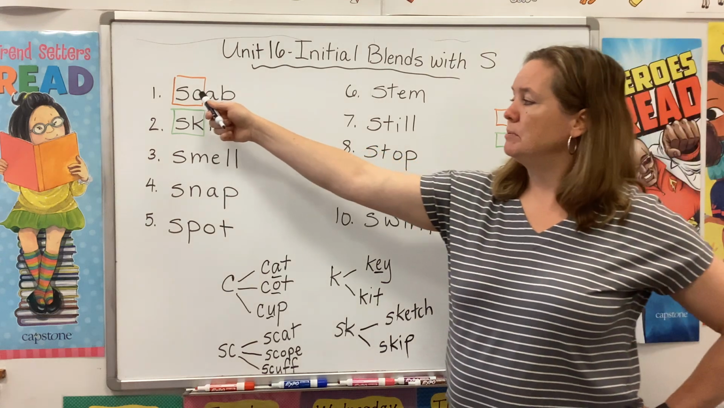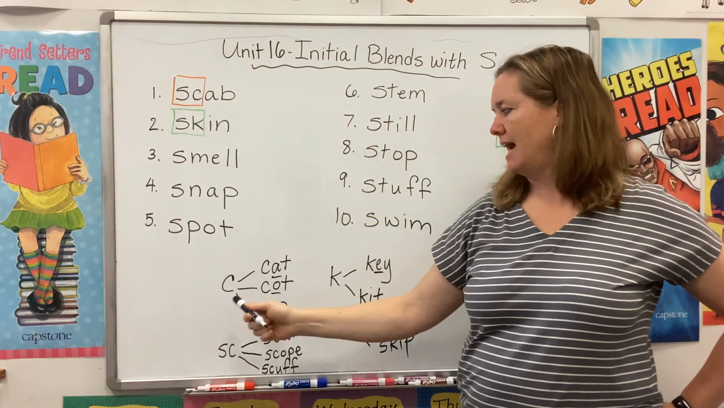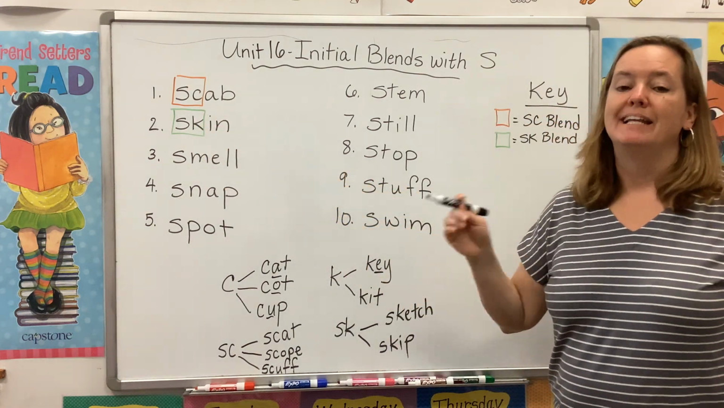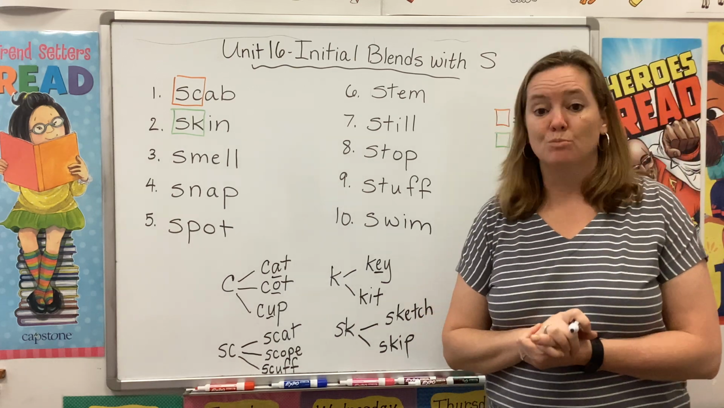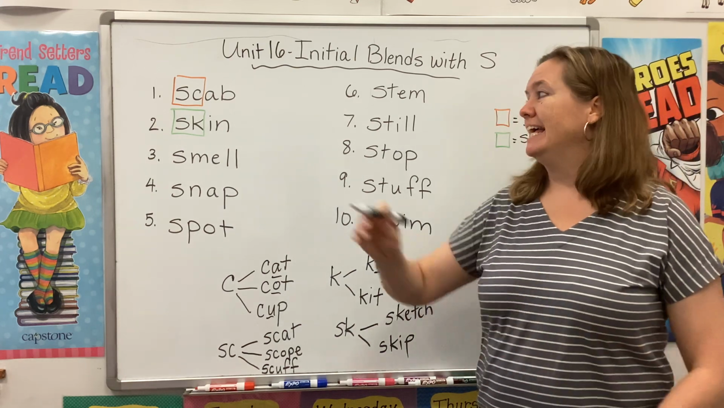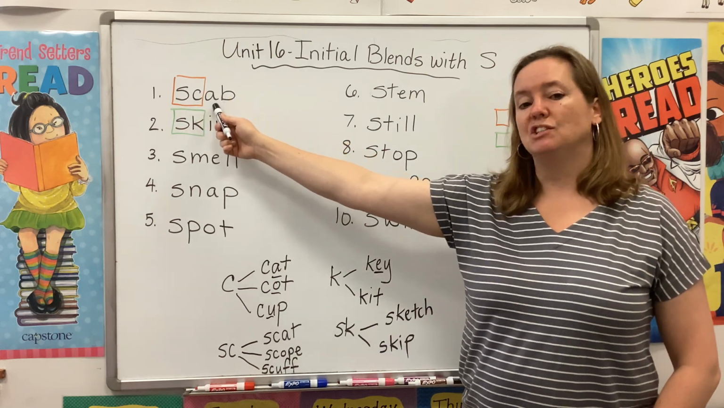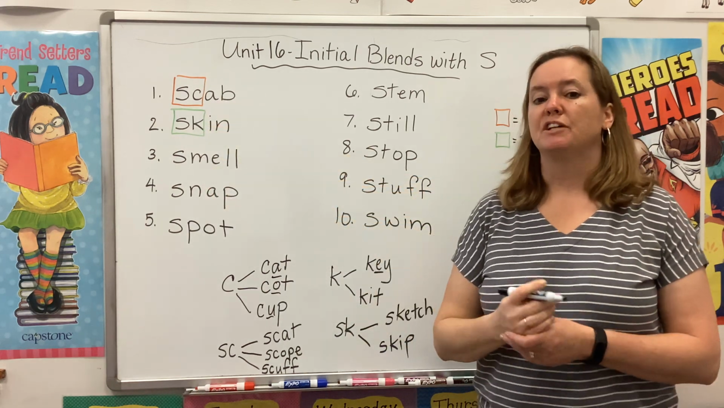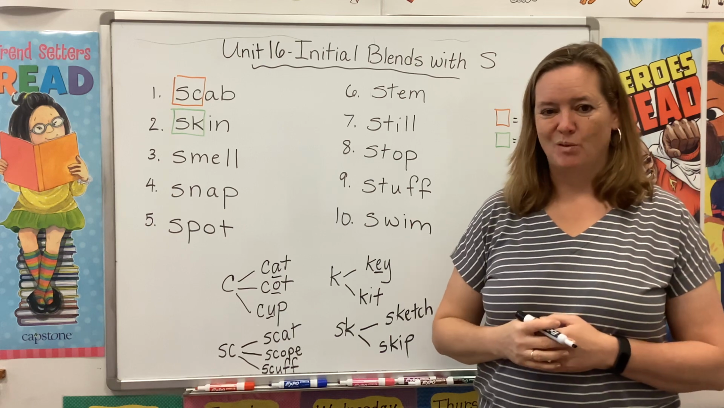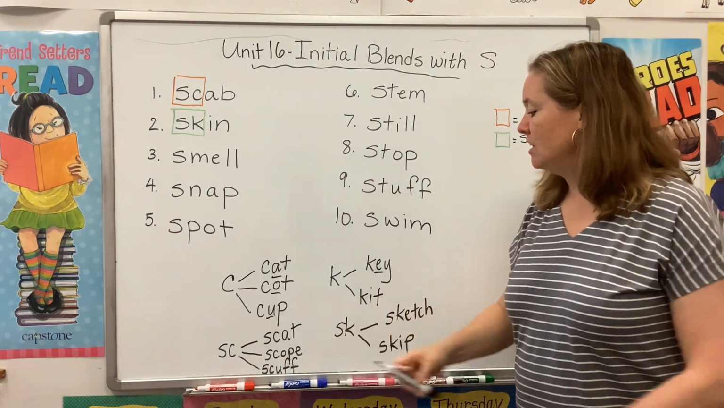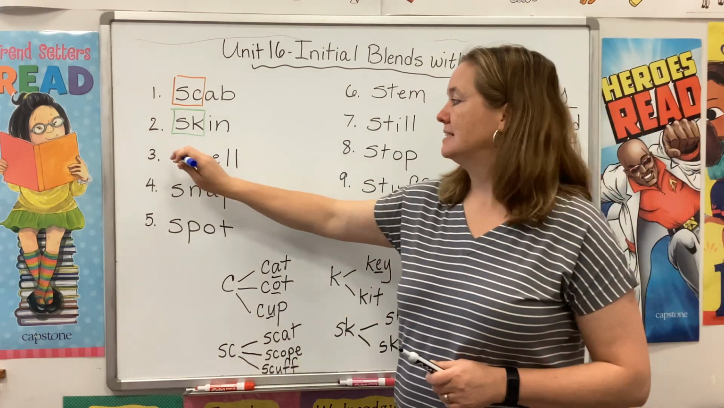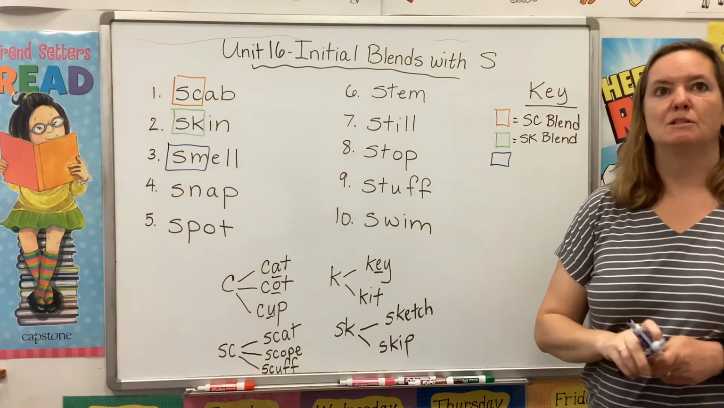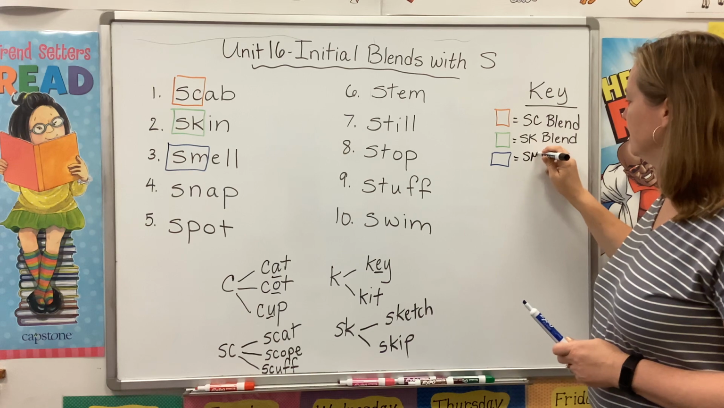So if you notice our example here, we have SC hanging out with an A and SK hanging out with an I. Now, of course, there are exceptions to this rule, but for the most part, if you are using SC, it's going to be followed by A, O, or U. And if you're using SK, it's going to be followed by E or I. Okay? All right.